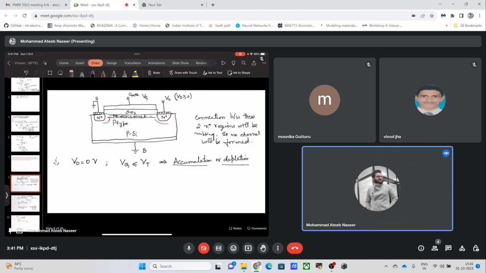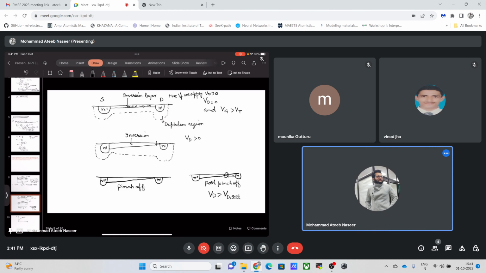I should also show you the movement of the current. For example, if the electrons are moving in this direction, the direction of the current would be this. It would be into the drain terminal. The direction of the current will be into this drain terminal.